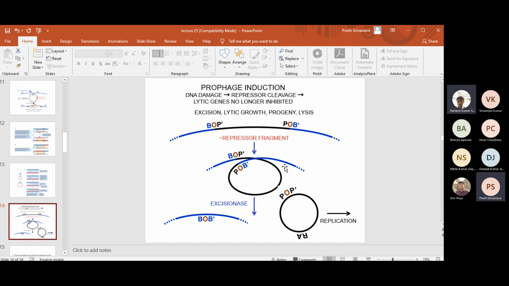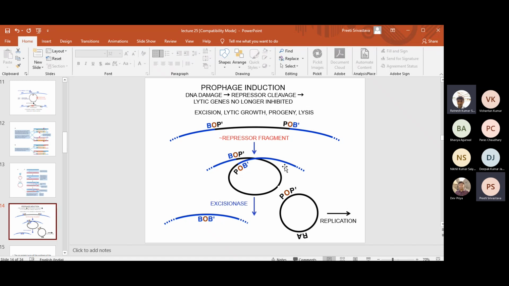Ma'am, is there only one sequence for all the phages, or are there different sequences at that att site available? When it is present in the phage DNA, it is called att P, and when it is present in the bacterial DNA, it is called att B. B for bacteria, P for phage.